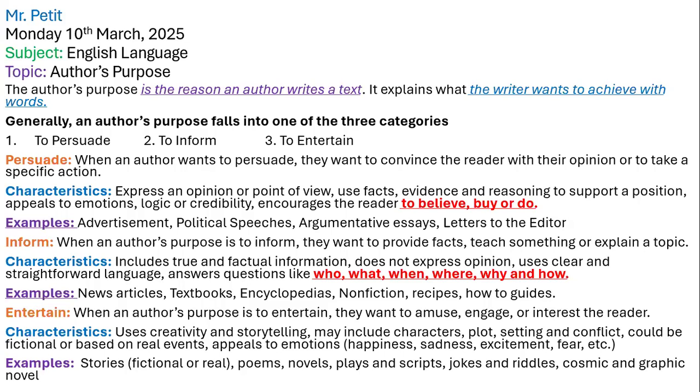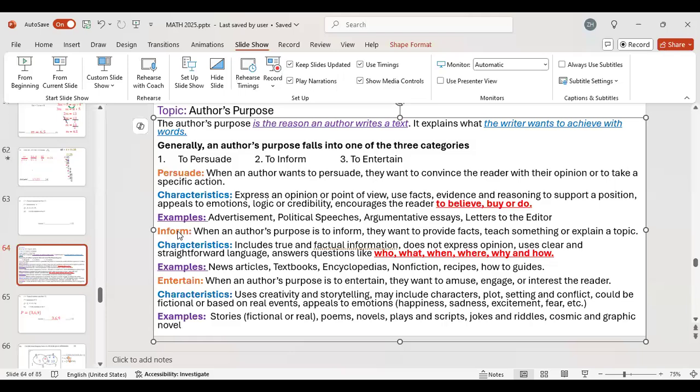Very good. That says cosmic. I said cosmic. Yes. Oh my. Thank you.